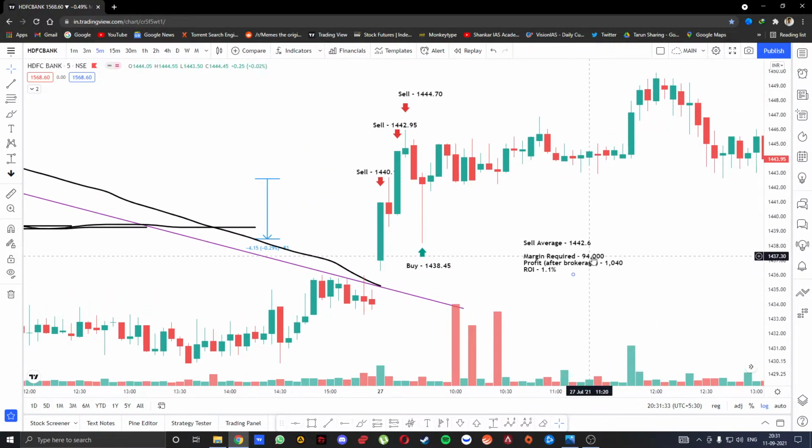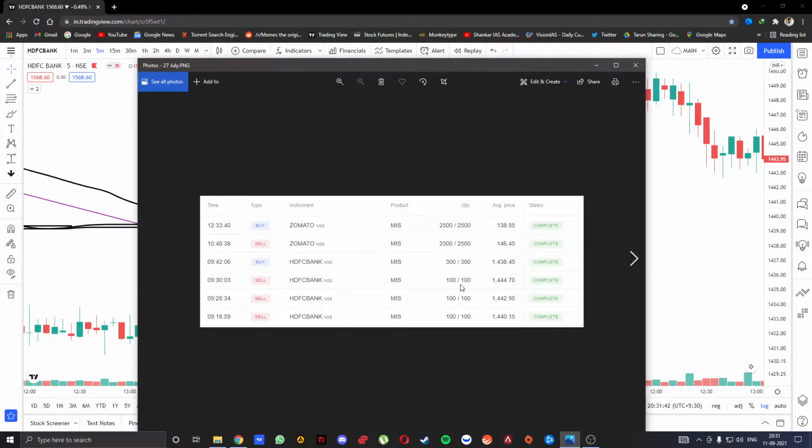So the margin used was 94,000, profit 1,000, profit on the margin was this much. So 3 sellings and then I covered my position right here.